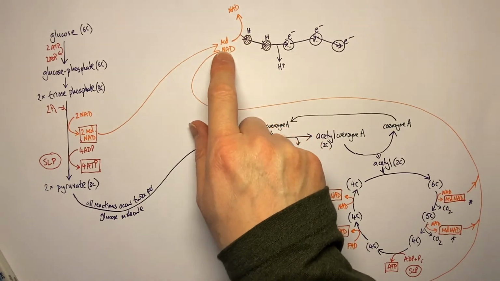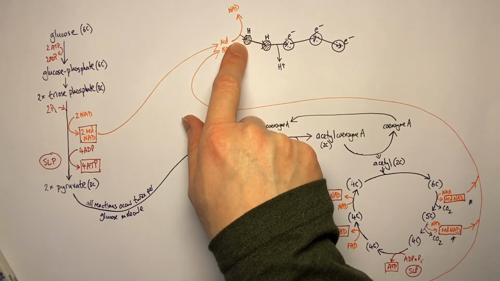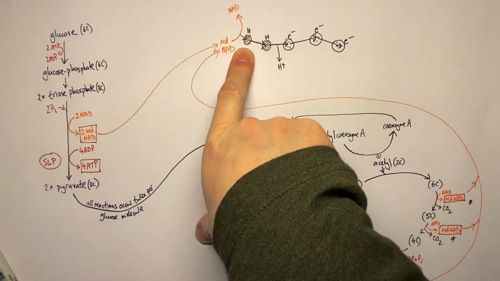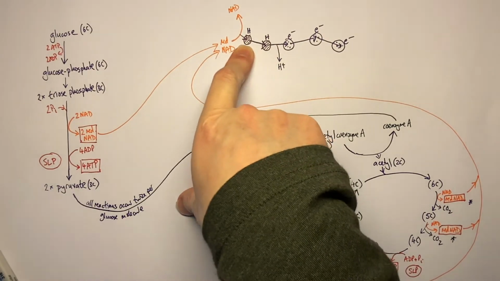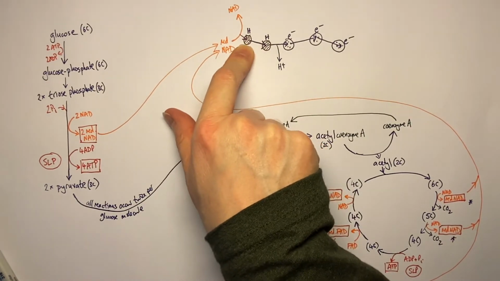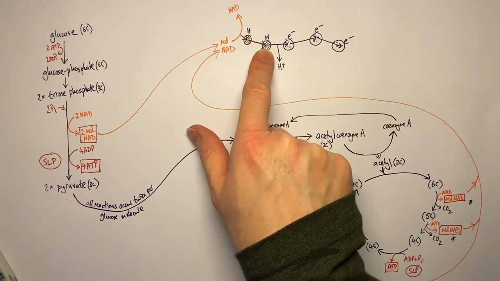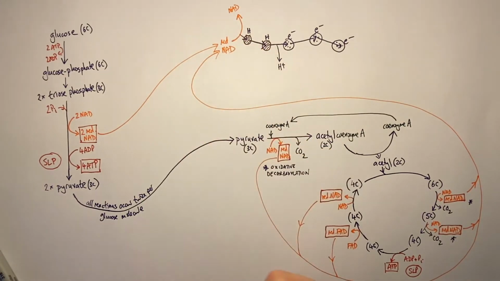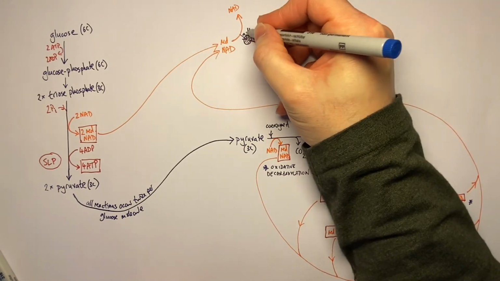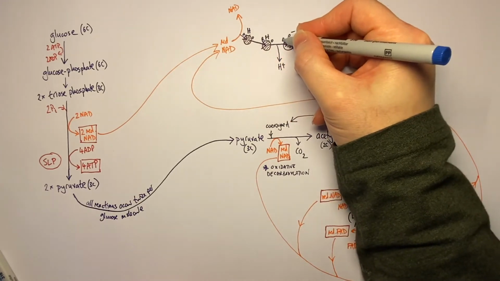So as the NAD loses hydrogen, it is being oxidized, and as this hydrogen protein carrier picks up the hydrogen, it is being reduced. When it loses it, it's being oxidized, and then that one is being reduced. So we have a series of reduction and oxidation reactions, like so, all the way along.